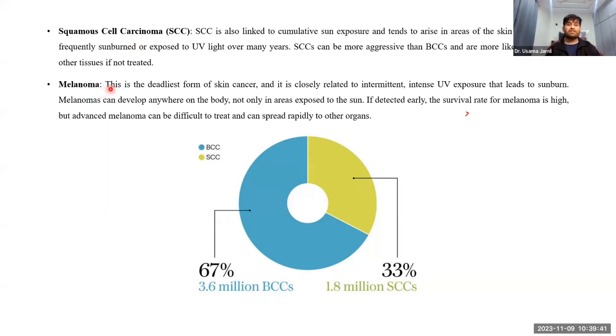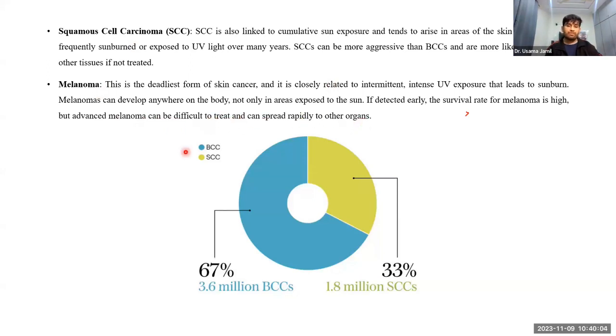The third one is melanoma. It is the deadliest form of skin cancer and is closely linked to intermittent intense UV exposure that leads to sunburn. Melanomas can develop anywhere on the body, not only in areas exposed to the sun. If detected early, the survival rate for melanoma is high, but advanced melanoma can be difficult to treat and can spread rapidly to other organs.